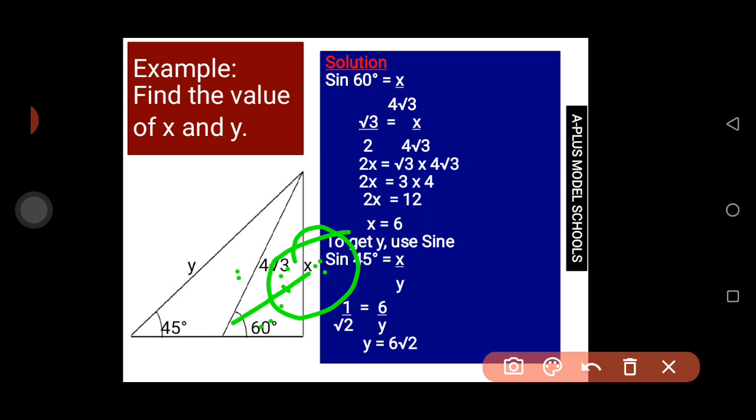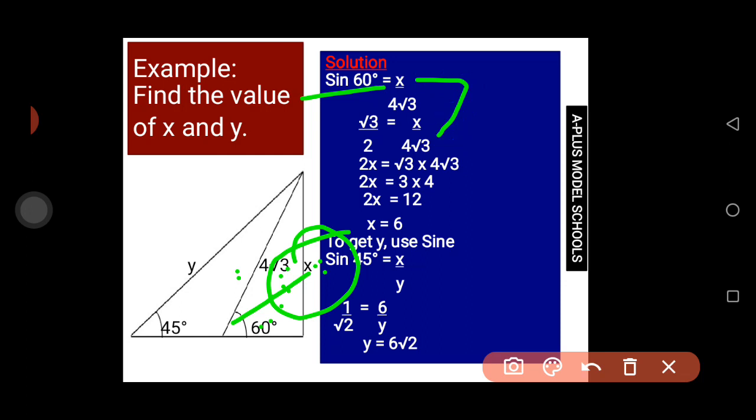So here I have sine 60 degrees to be what? To be opposite over hypotenuse, which is x over 4 root 3. And when you cross multiply there, you have x is equal to 60 times 4 root 3. Or you can first look for the value of sine 60 degrees, which is root 3 over 2, is equal to x all over 4 root 3.